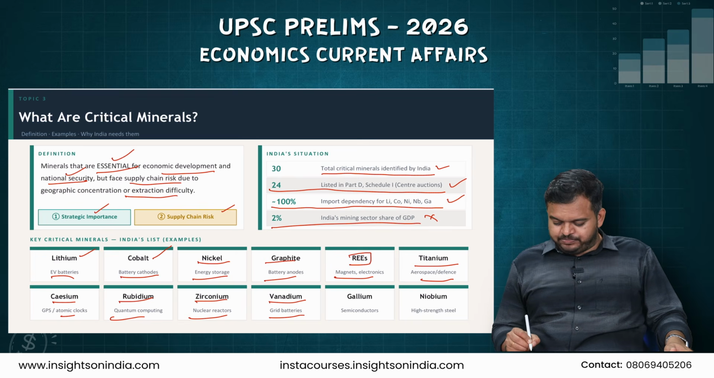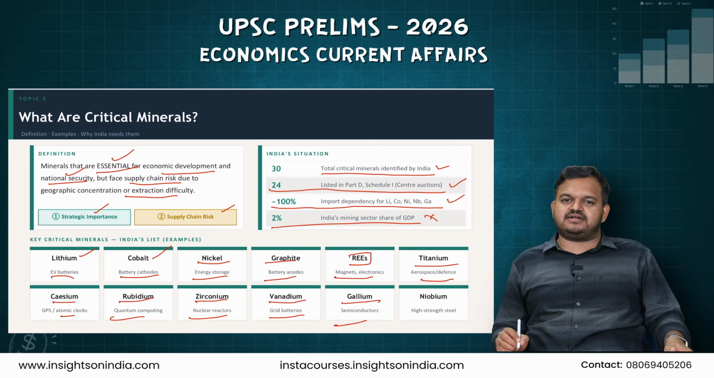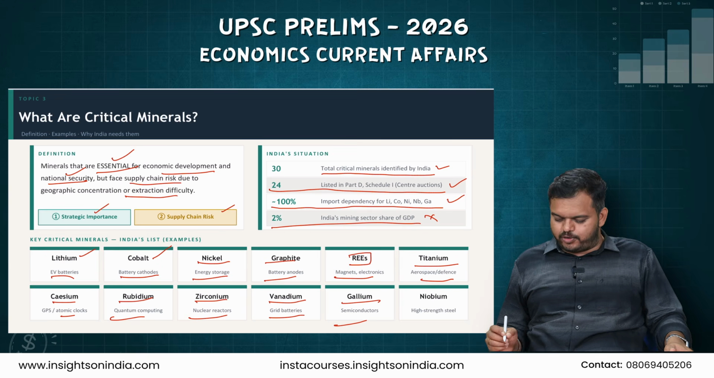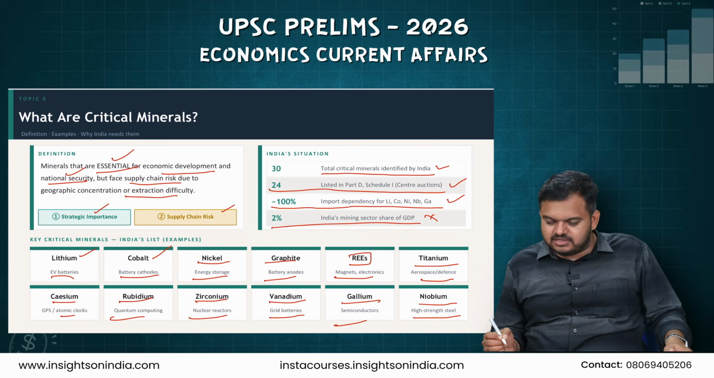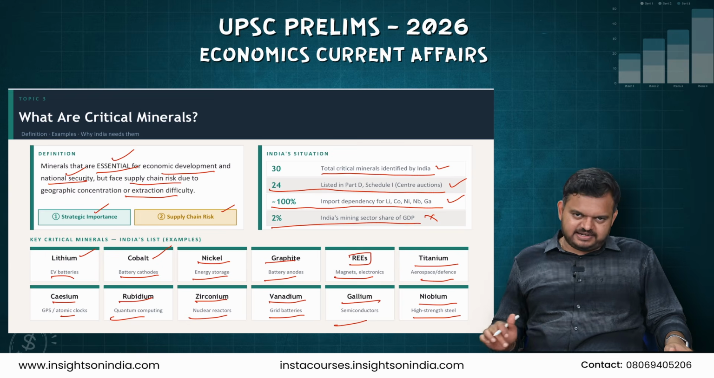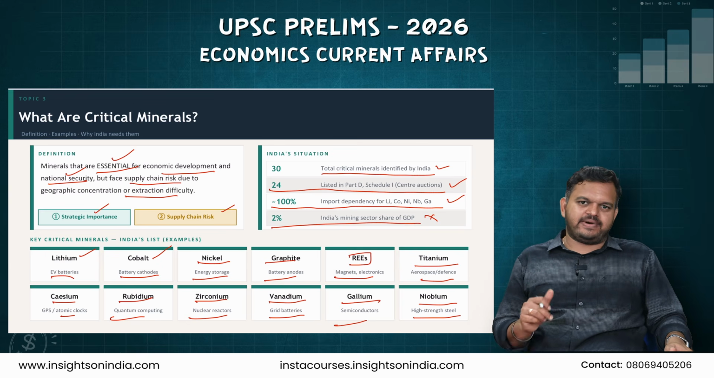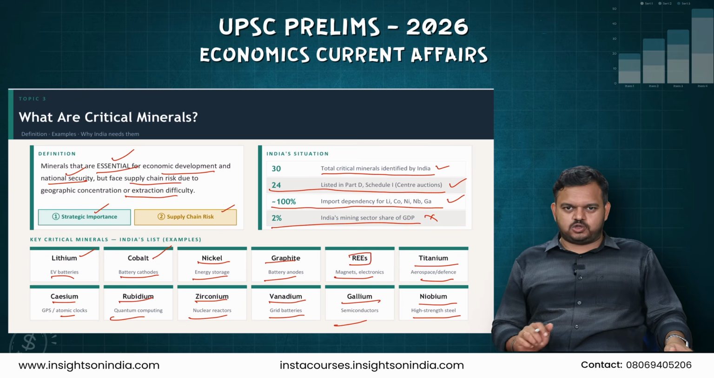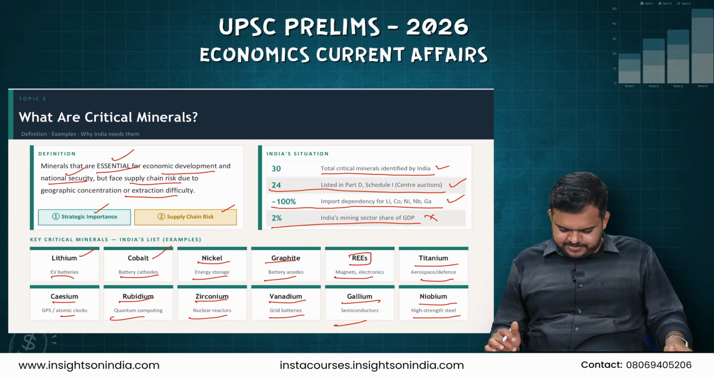Vanadium, grid batteries. Gallium, semiconductor industry. India wants to be a global leader in the semiconductor industry. That is why gallium is important. Niobium, again steel industry. For these key critical minerals, UPSC might ask their applications. So it's better to glance through once again.